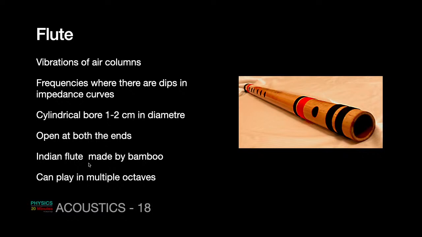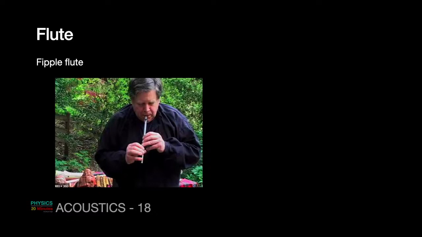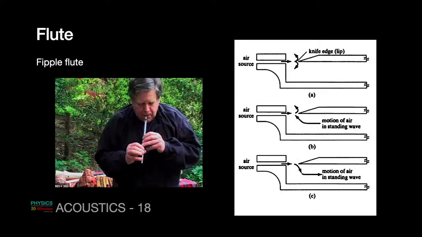Most of the Western flutes and some of the bamboo flutes also are called fipple flutes, or they are blown longitudinally. So if this is the length of the tube, they are blown from this side. That's how the flute is typically played. It is called a fipple flute. So most of the Western countries play the fipple flute.